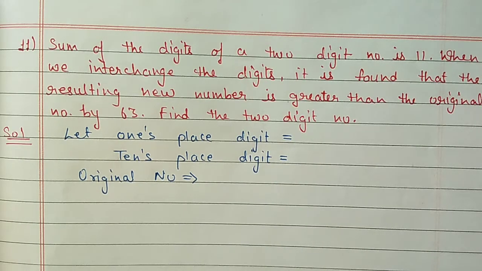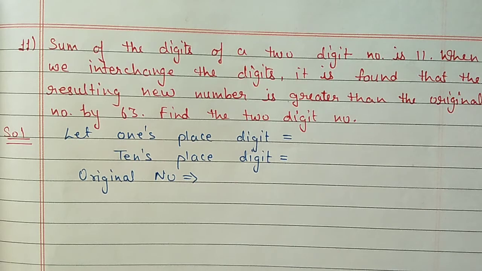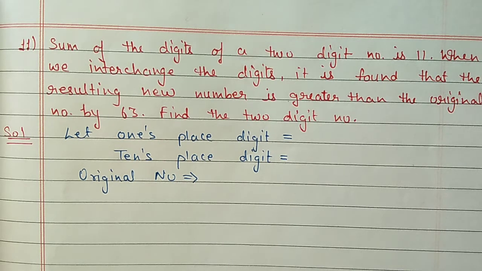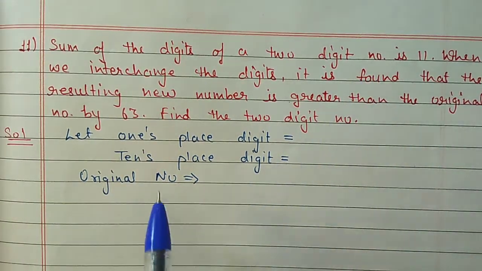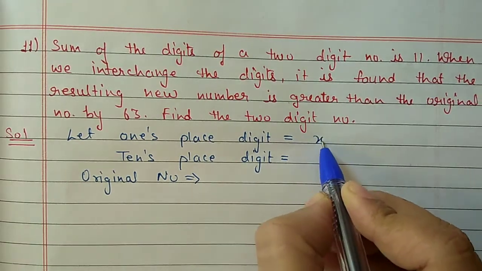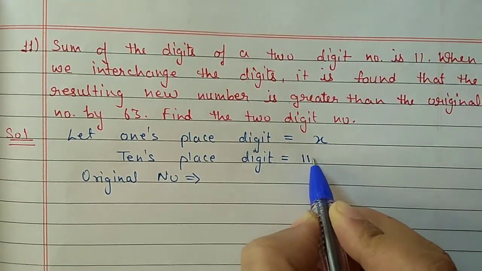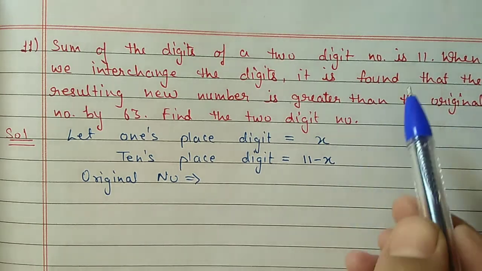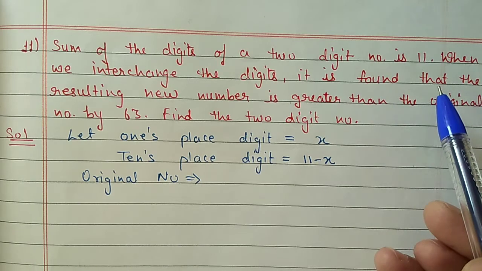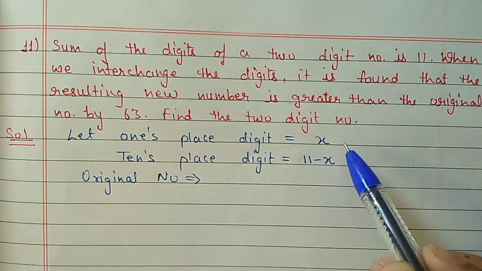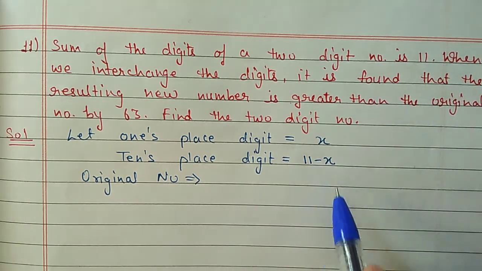Next, question number 11. Sum of the digits of a two-digit number is 11. When we interchange the digits, it is found that the resulting new number is greater than the original number by 63. Find the two-digit number. So here the sum of the two digits is given. If we take ones digit as x, so the other one will be 11 minus x, because their sum is 11. Suppose it is 5, so the next will be 11 minus 5, 6, and when we add 6 and 5, the answer will be 11. So like this we can take.